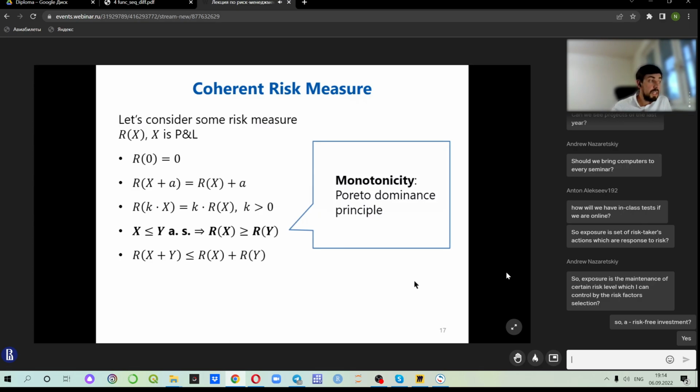Now, a very important property. It's called monotonicity, and it represents the Pareto dominance principle. It actually says that if you have two risks, for example, two risky projects, and no matter what happens, whatever the outcome that we face in a short while, almost surely alternative Y, so the project Y, beats project X in terms of performance. So Y performs almost always better than X.